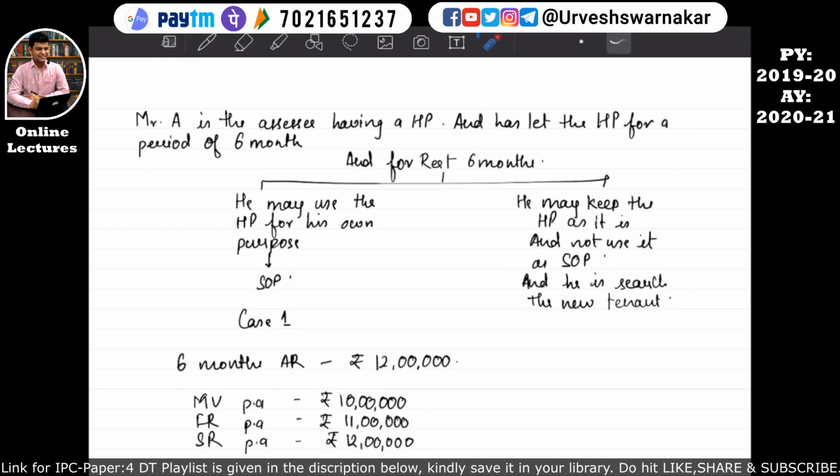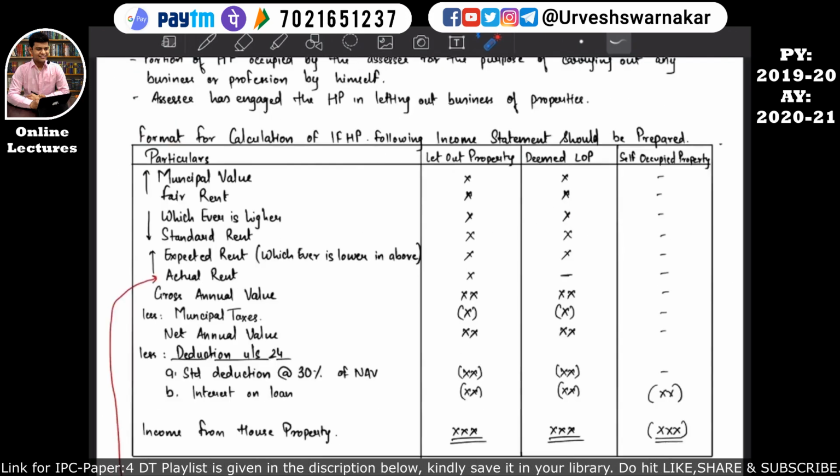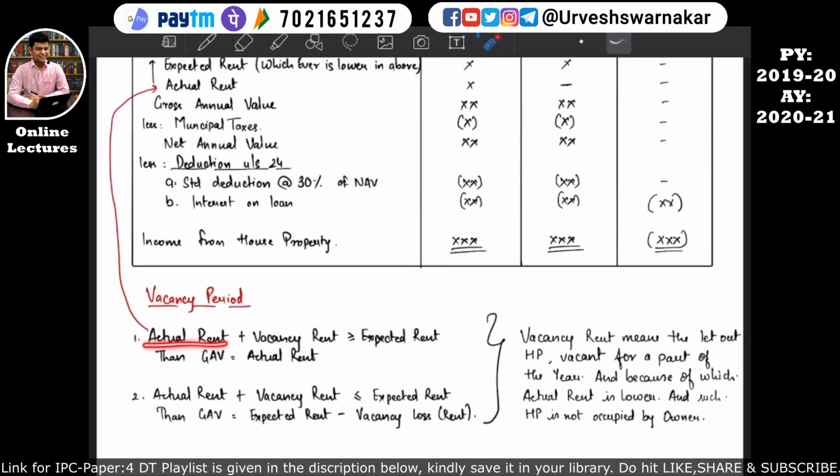What we have studied over here is, if Mr. A is an assessee having a house property and has let it out for a period of 6 months, and for the rest 6 months he has kept the house property as it is and has not used it as self-occupied property, and he is searching for a new tenant, that means he is not taking the benefit of this property for the rest 6 months. So the government has given a relaxation. Come to our notes on the first page. What they are saying is, actual rent will be taken for 6 months. The assessee will be receiving the actual rent for 6 months, and the vacancy period is for the rest half of the year.